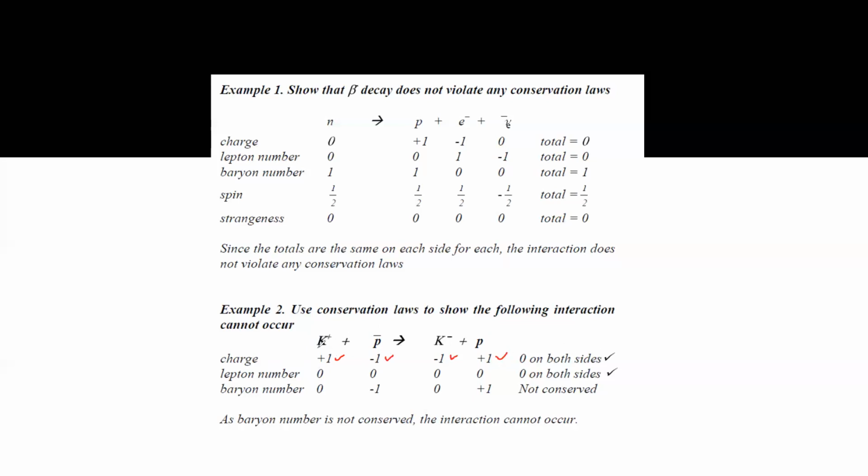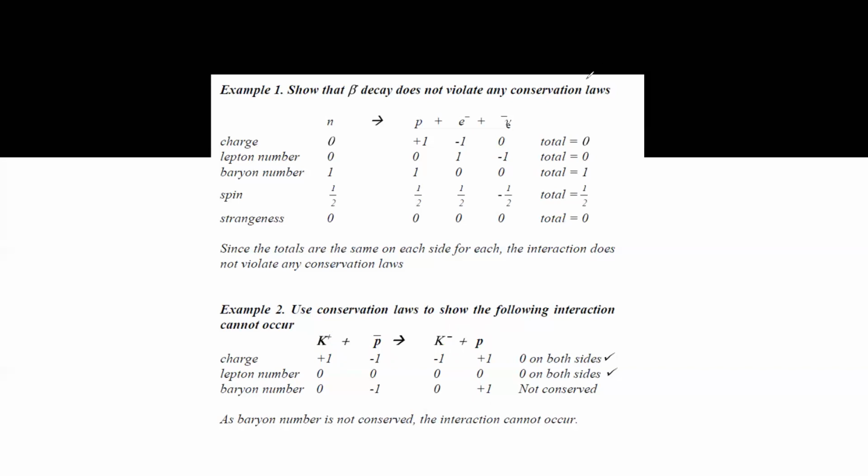Lepton number, kaon is a meson, so it's not a lepton, so it's 0. Proton is a baryon, so for baryon also lepton number is 0. K minus is also a meson, so lepton number 0. Proton is also a baryon, so lepton number 0. So lepton number is conserved. When we check baryon number, for every meson it is 0.